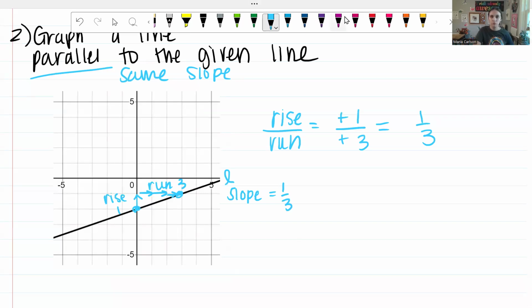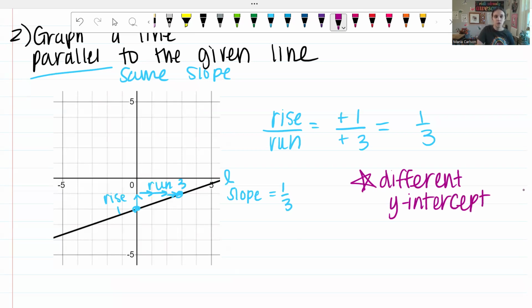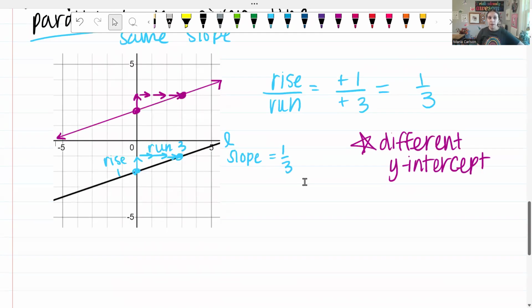So I am going to graph another line with a different y-intercept. I'm going to do positive 2, and I will use my same slope. I'll go up 1, rise 1, and I will run over 1, 2, 3. And this will be my new point, which I can connect to one of those dots with a line. You only need 2 points to graph a line. So that line would be parallel.